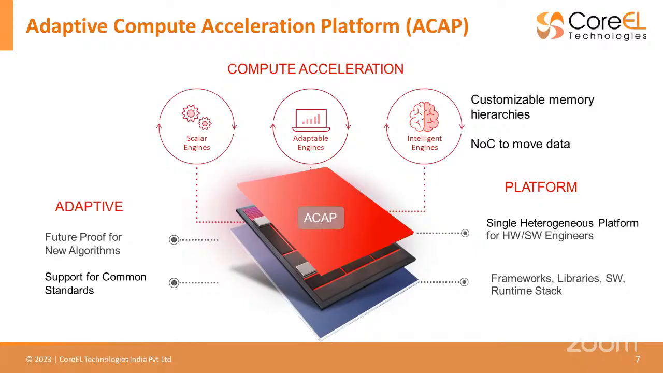Okay, so your adaptable engines at the core are nothing but your essential FPGA part itself. So these are used for future proofing of new algorithms, support for common standards. If you want to implement your designs directly using the logic resources, you can do that. Then you have your scalar engines, which are mostly taking care of your management, your processing, your controllers. All these are going to be your scalar engines. And then you have your intelligent engines, where you're mostly working on the high computational parts of your algorithms.